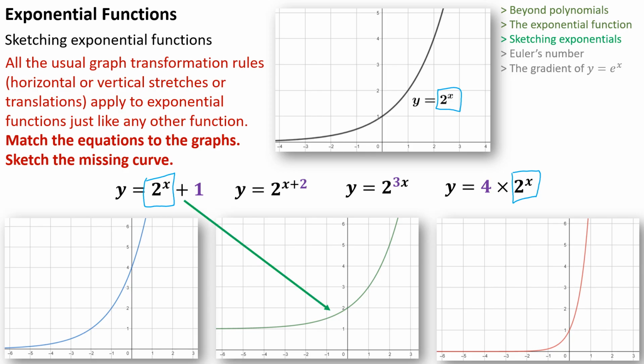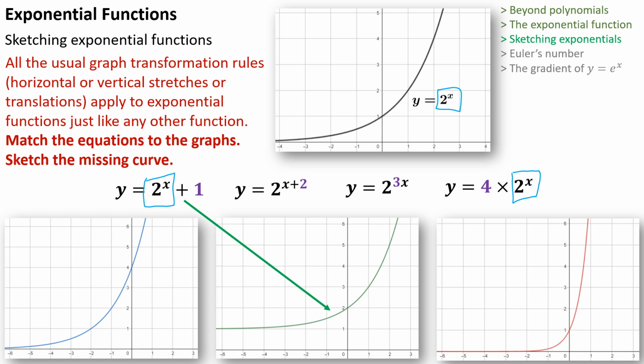Y equals 2 to the x plus 1 is this graph. You can check it with a couple of key features. We can verify that the y-intercept is now at 0, 2 instead of 0, 1. You can even see that the asymptote is increased. Instead of approaching 0 as x gets more and more negative, we're approaching 1 as x gets more and more negative.